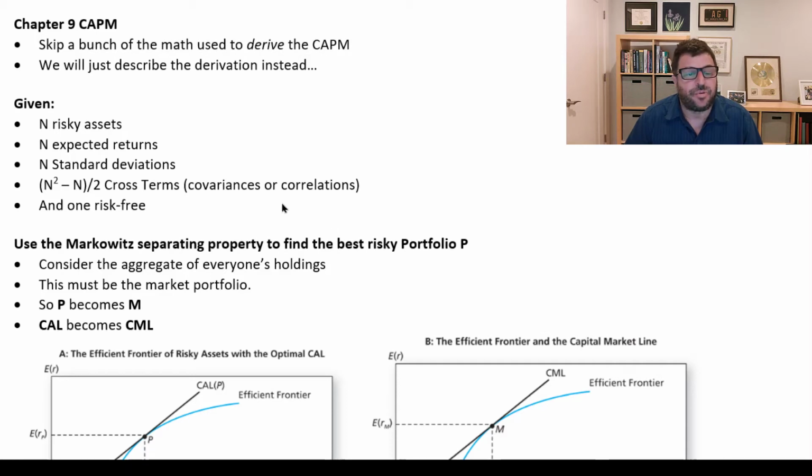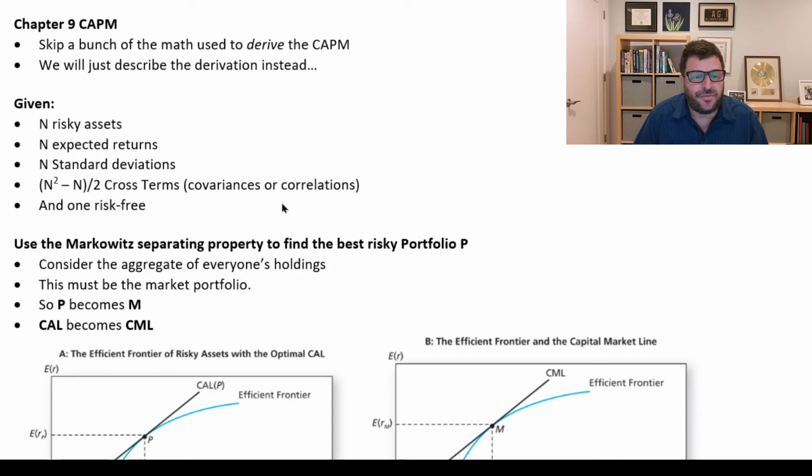The capital asset pricing model, the Chapter 9 material. We're going to skip a bunch of the math used to derive the CAPM, and we'll just describe the derivation instead. Given that we have n risky assets and n expected returns and n standard deviations, each stock has the statistics associated with it.